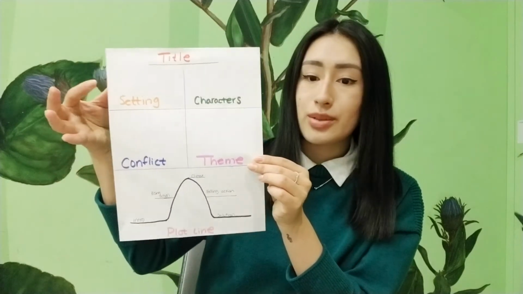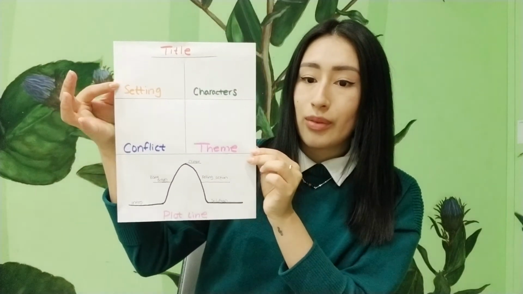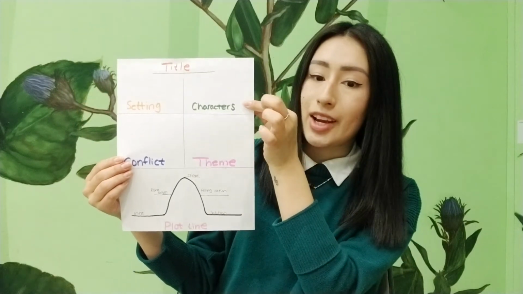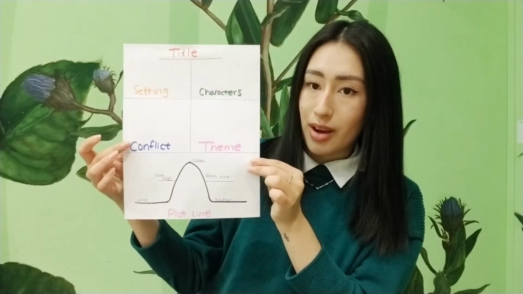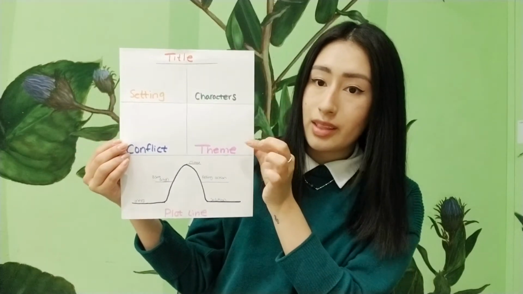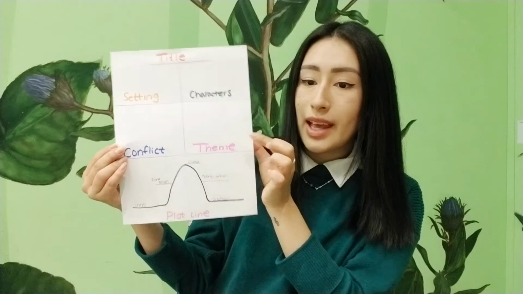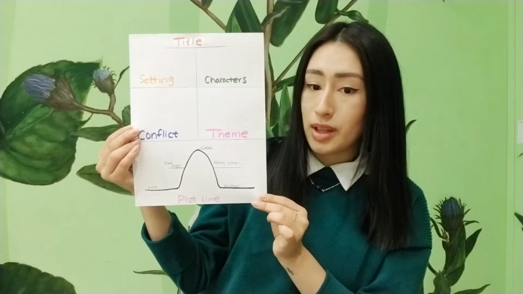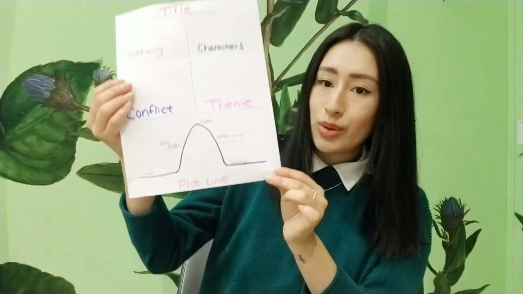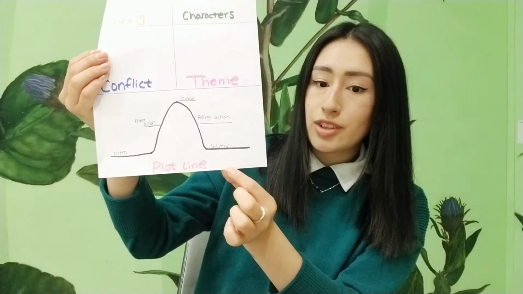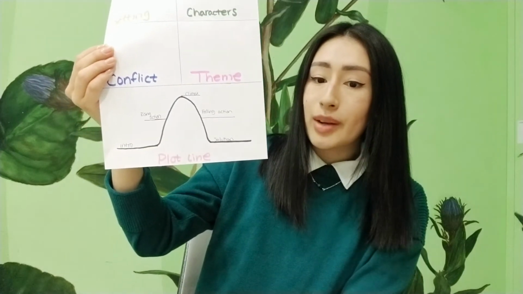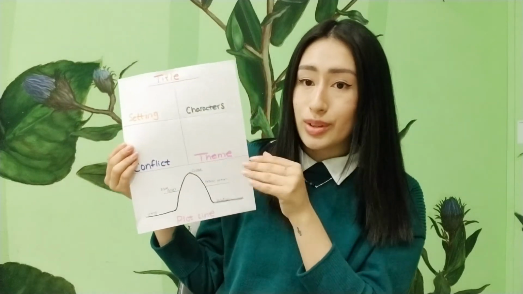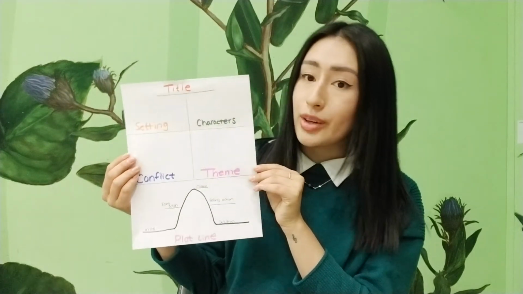In the first square, write the setting of your story, followed by the characters of your story, the conflict, the theme, and at the bottom of the page, you will write your own story's plotline. I drew a miniature version of the visual I showed earlier and would like for you to do the same. Once you are done with your story's outline, feel free to share it with your adult.